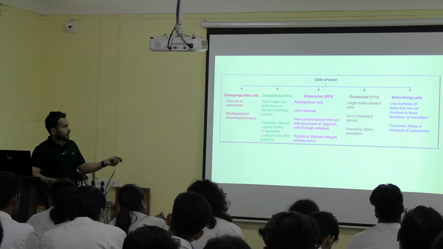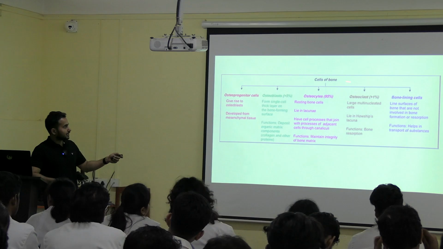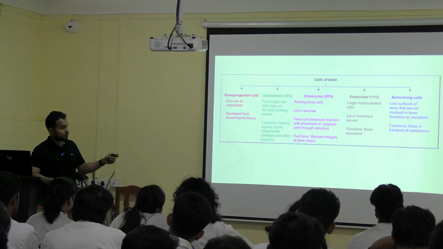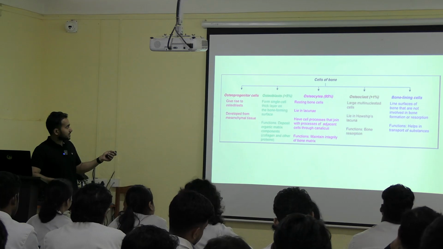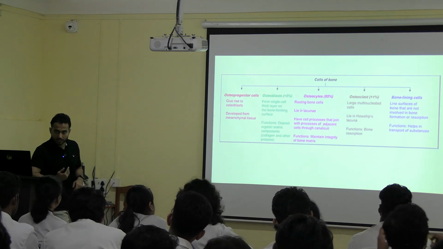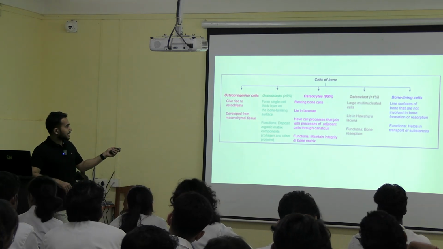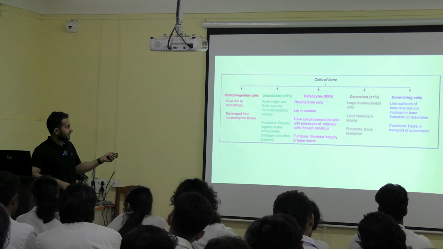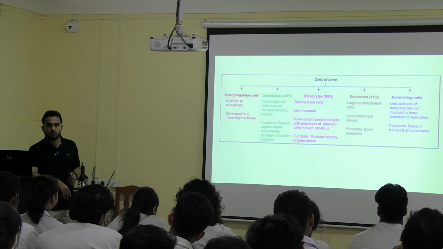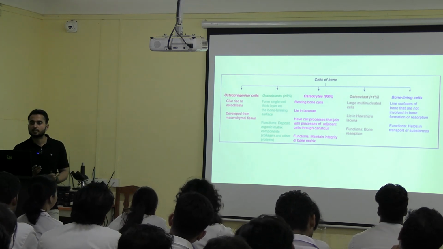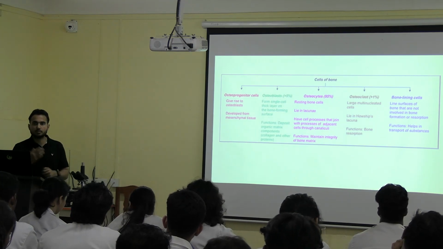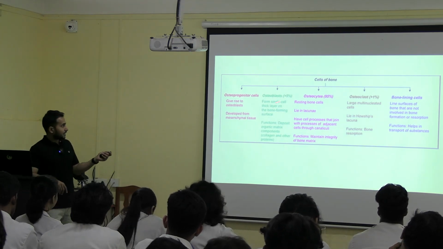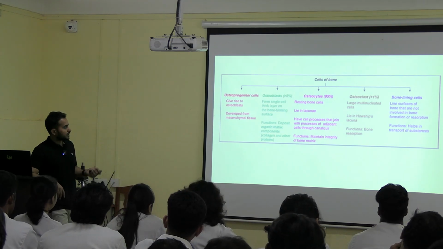So this chart is very important. As you can see, all the different types of cells which are present in the bone are mentioned over here. So first you can see osteoprogenitor cell. Now these are also having stem cell function. They will give rise to osteoblast, and they develop from mesenchymal tissue. So wherever bone formation is required, in that area, these cells will be there, which will give rise to the osteoblast. Now osteoblasts are the bone forming cells.